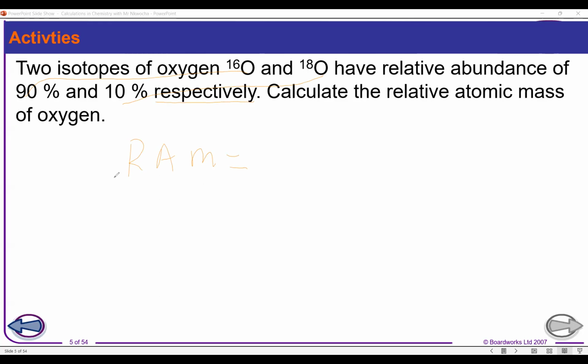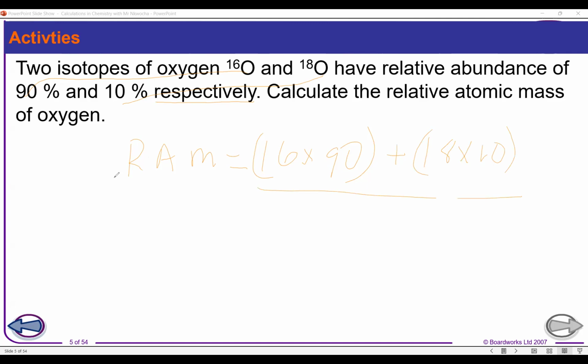So if you want to do this, you just do 16 times 90. I always put it in brackets so I don't get confused. Because when you're typing into the calculator, if you type everything straight in, your calculator will misinterpret whatever you're solving. So always put it in brackets. Then 18 times 10, put it in brackets. You can see how easy this is.